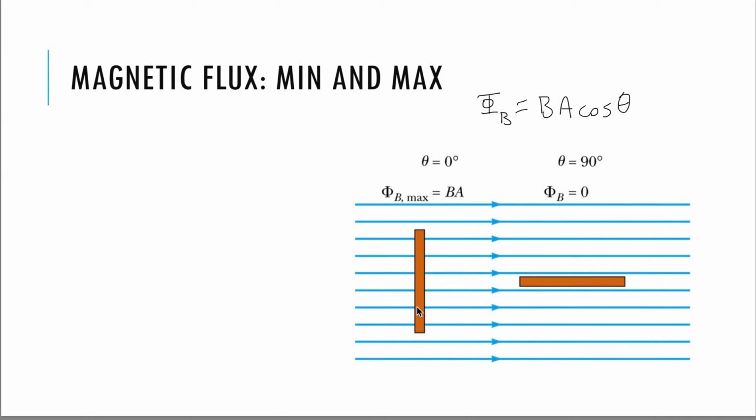Here is the loop, here is the side view. So the normal to the loop goes this way. If theta is the angle between this normal and the magnetic field, which is these blue lines, you can see that theta is 0 in this case. If theta is 0, cosine of 0 is 1, which is why the flux becomes BA, because this crosses out to 1. So this means you get the maximum flux when theta is 0.